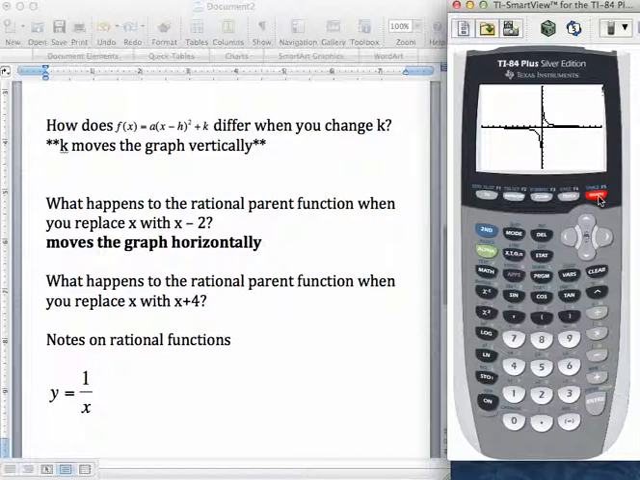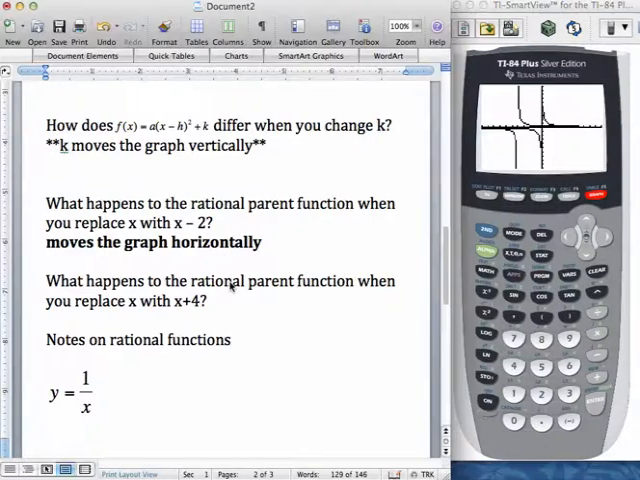There's the parent function, and a lovely little moved function. And yet again, it moved it horizontally, and this time it moved it to the left 4. Okay? So I didn't know any of this before. Well, I mean, I did, but let's just say you didn't know any of this beforehand. Just by graphing it and looking at it visually, we can tell what's going on.